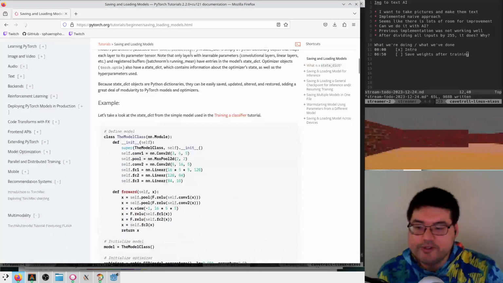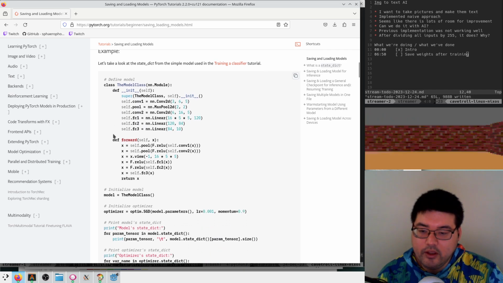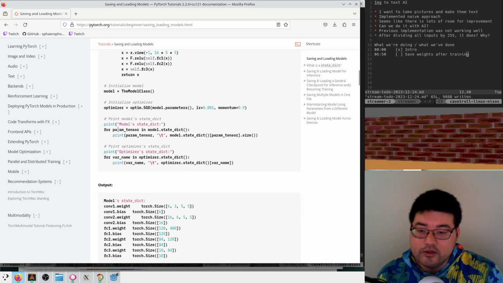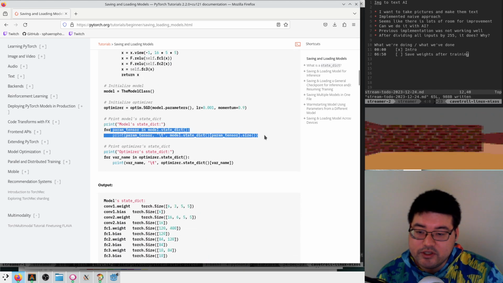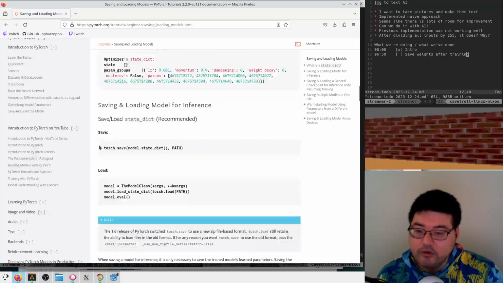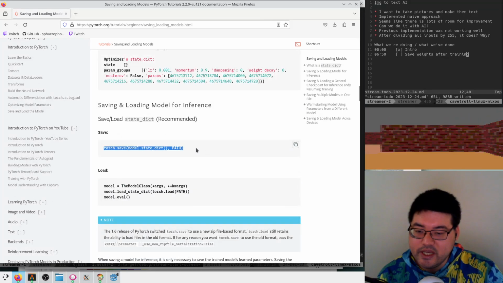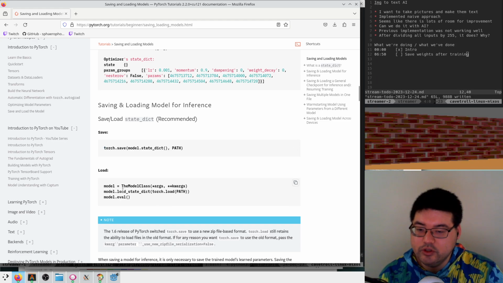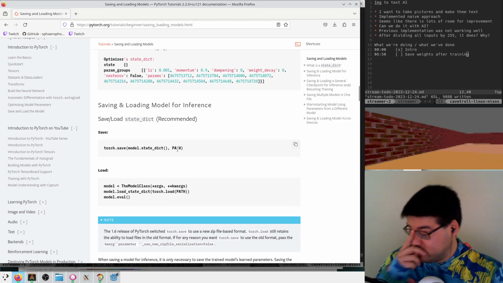Saving and loading models. So you have a thing, and they have a state dictionary. Is there no? Oh, here we go. Torch save state dict, torch load state dict. Okay, so that should be pretty straightforward.